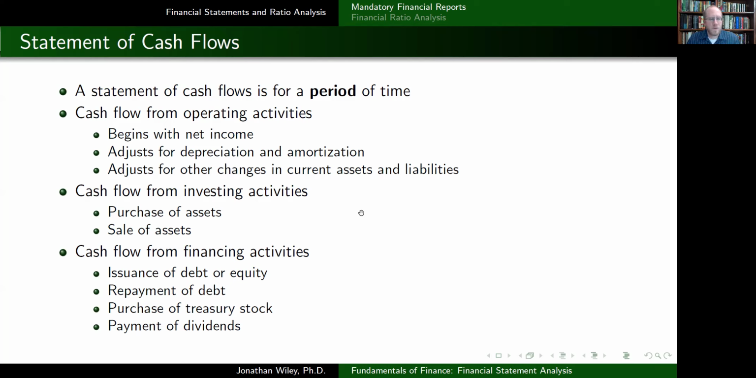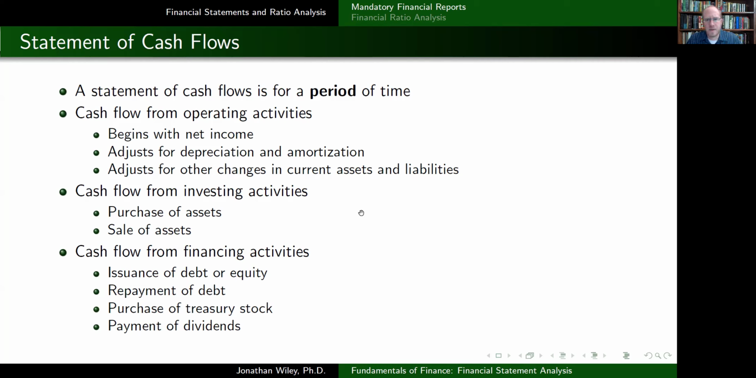If we look at the cash flow from investing activities, the cash flow from investing activities is going to focus on the purchase of assets or the sale of assets. So if assets are purchased, that would be a cash outflow. If assets are sold, that'd be a cash inflow because the assets are being sold in exchange for cash, presumably. So that would be reflected in the investing activities section.